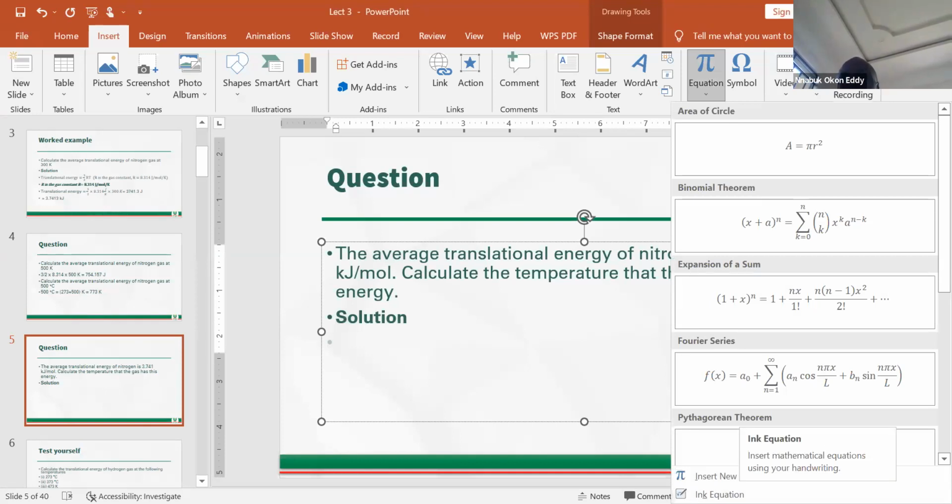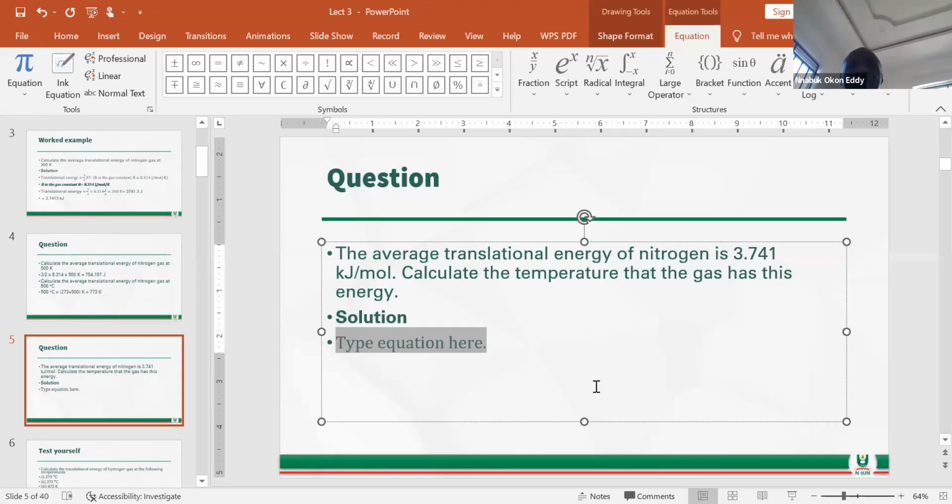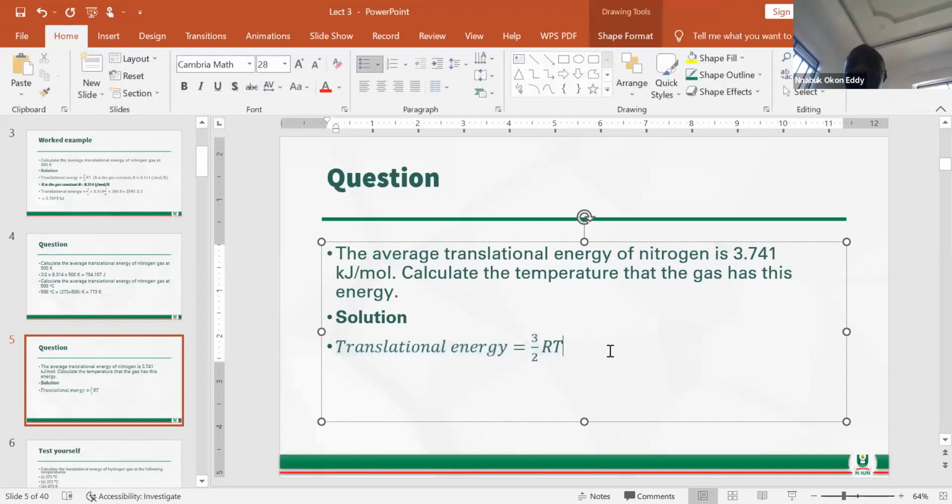So the average translational energy is equal to 3/2 RT. Then that means that 3/2. Yes, sir.